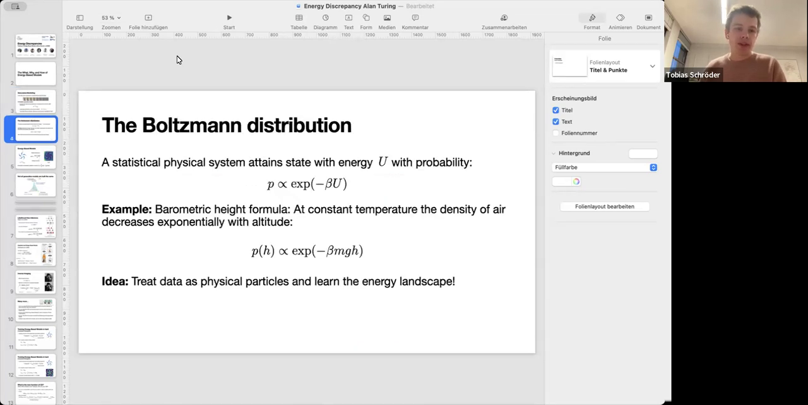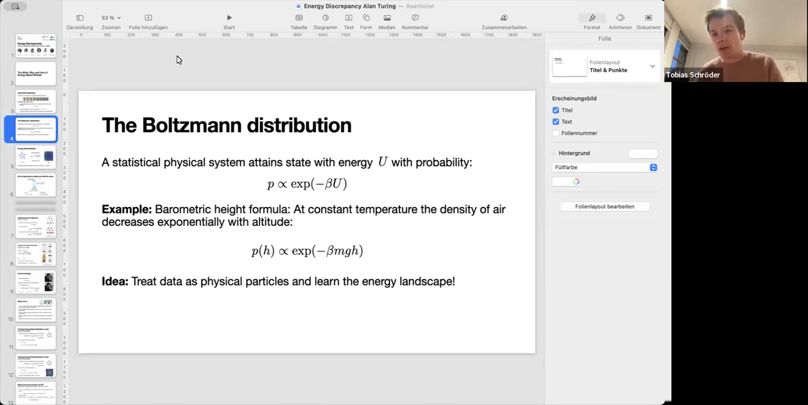So what we do is so-called energy-based modeling, which is another candidate of generative probabilistic models. The background lies in physics, where the so-called Boltzmann distribution describes the probability density of a statistical physical system at a fixed temperature that has a certain energy U. An example of that Boltzmann distribution that might be intuitive to you is the barometric height formula. So at fixed temperature, the density of air decreases exponentially with altitude. So that's why if you hike up a mountain, the air gets thinner and thinner.